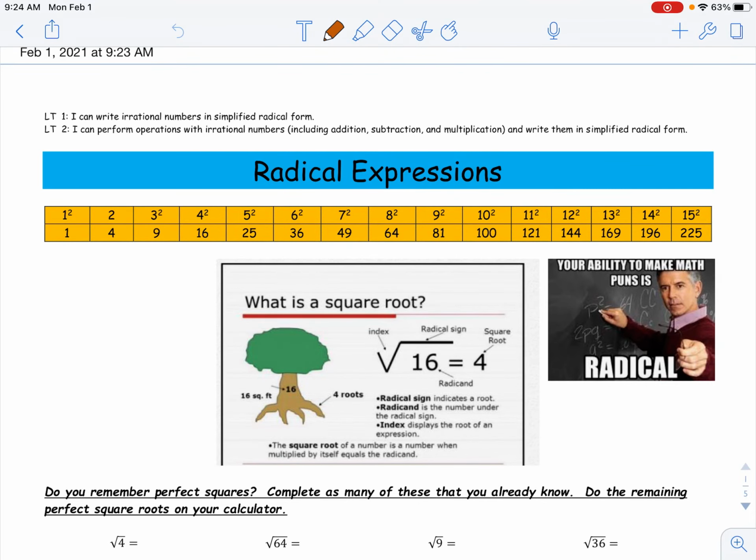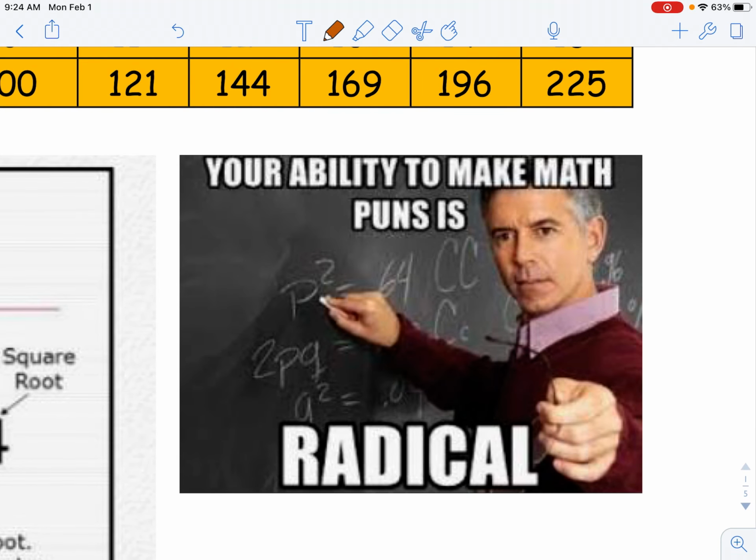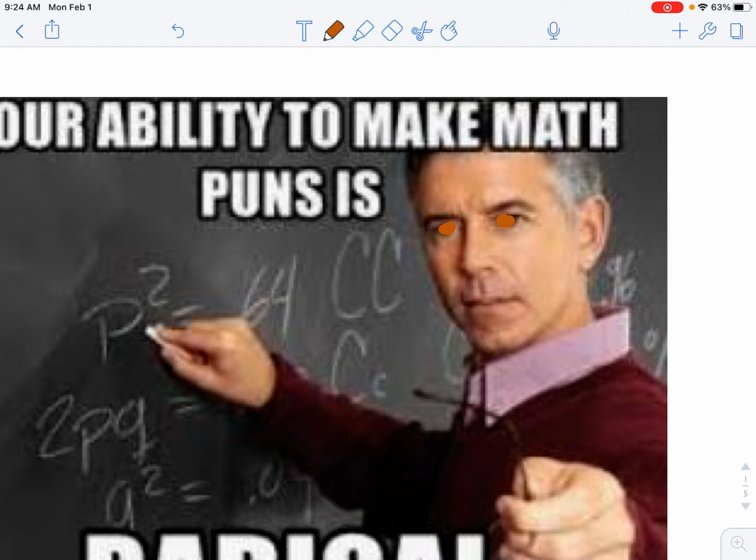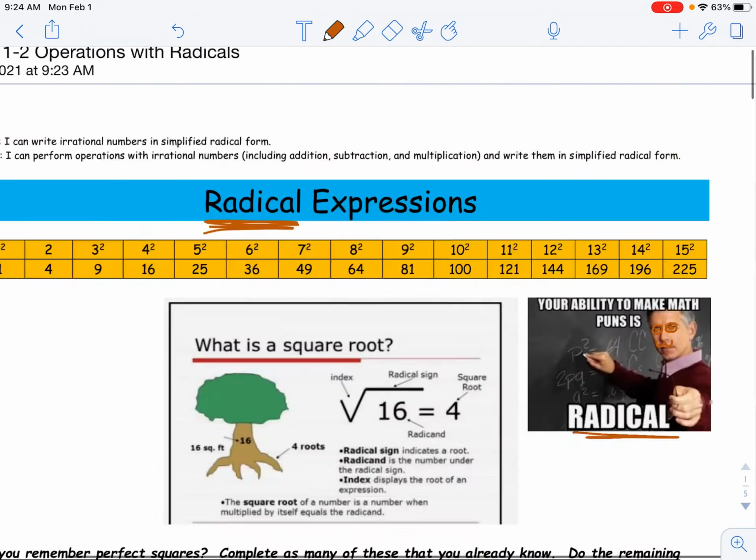Okay, students, so we're here with radical expressions. Let's get radical. Your ability to make math puns is radical. And look at this guy right here. He's a pretty cool looking guy. Let's give him fire eyes and a good mustache.